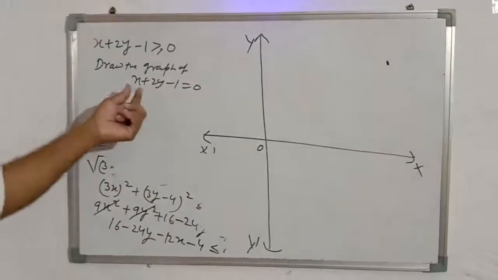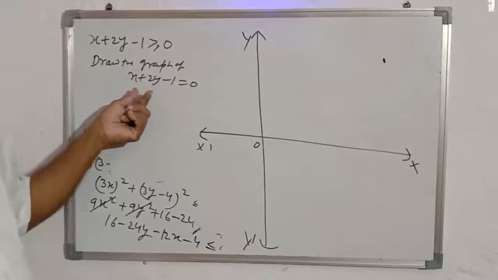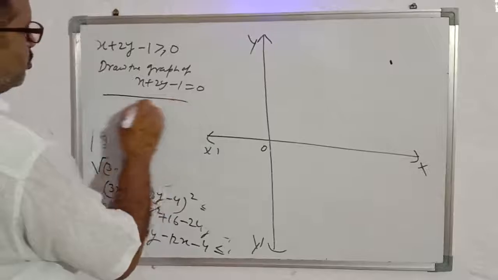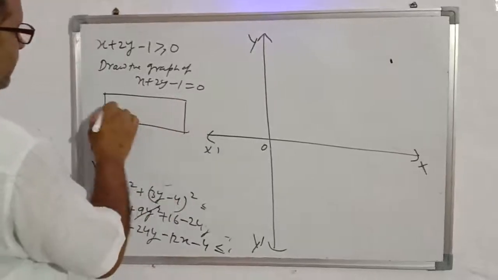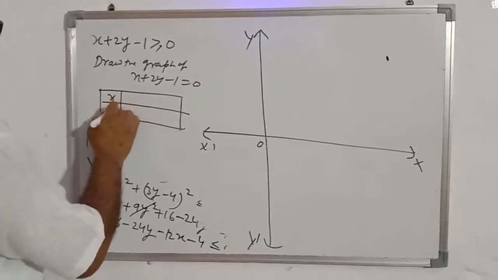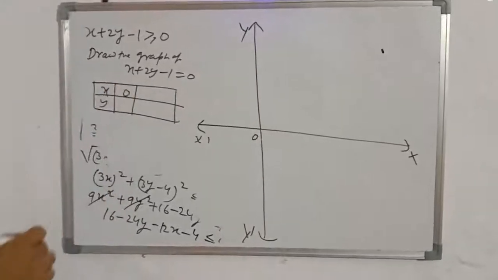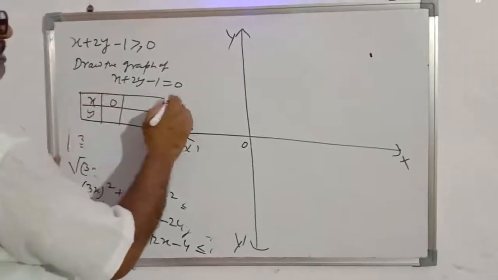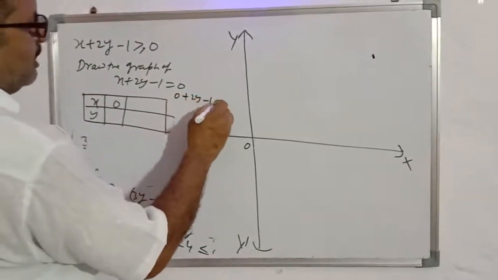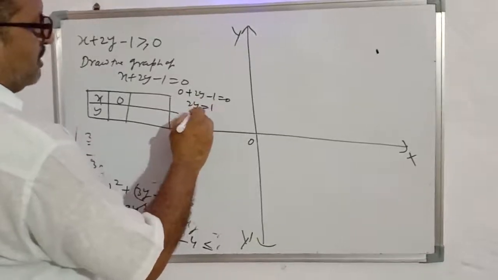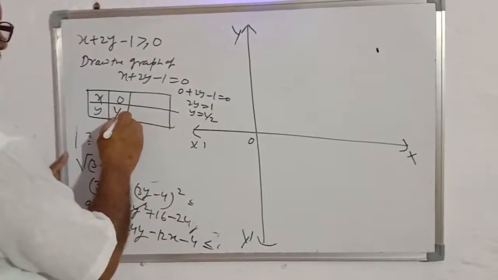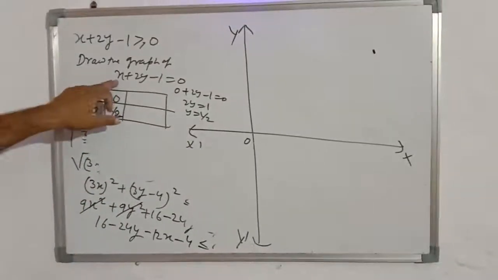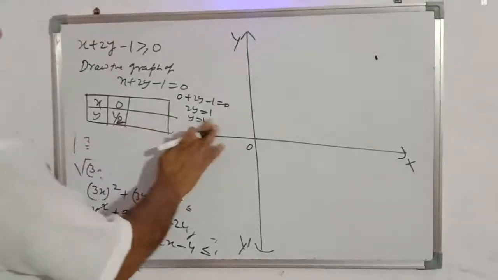x plus 2y minus 1 is a linear equation in two variables, so it represents a straight line. How can we draw it? Take any two points. Suppose x is equal to 0. What will y be? Put 0 here: 0 plus 2y minus 1 is equal to 0, so 2y is equal to 1, and y will be 1 by 2. So if x is equal to 0, y is 1 by 2.